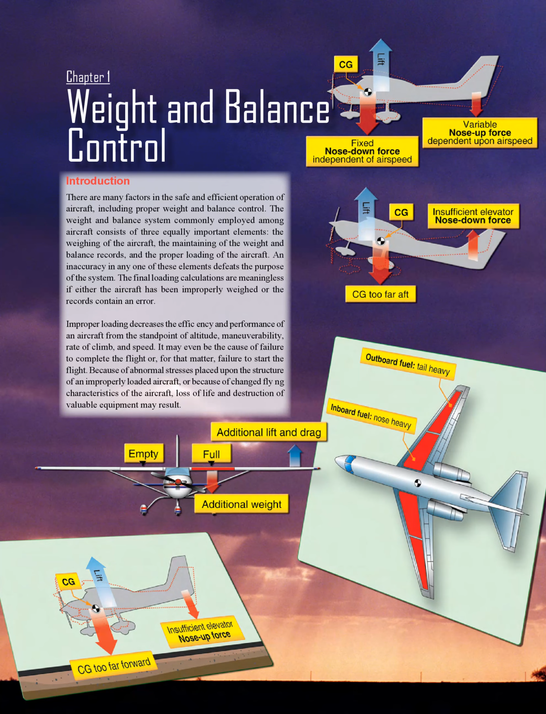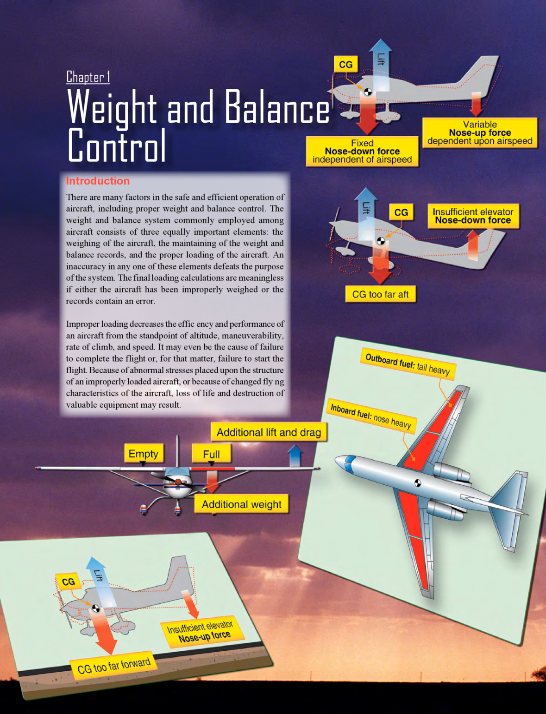Chapter 1: Weight and Balance Control. Introduction. There are many factors in the safe and efficient operation of aircraft, including proper weight and balance control. The weight and balance system commonly employed among aircraft consists of three equally important elements: the weighing of the aircraft, the maintaining of the weight and balance records, and the proper loading of the aircraft.